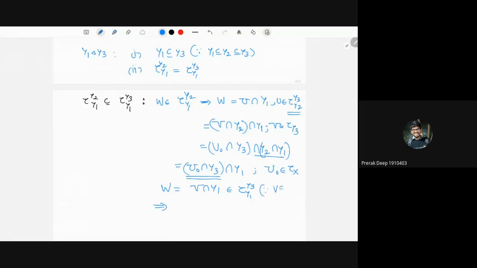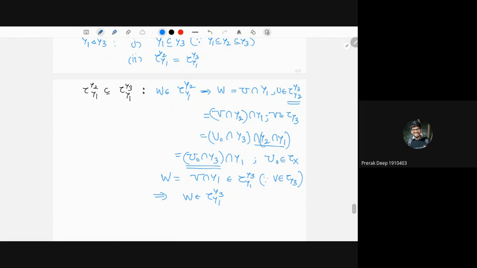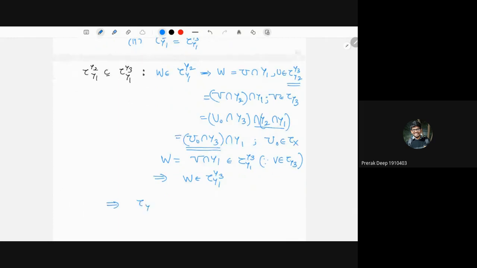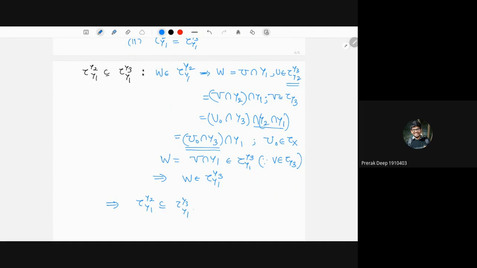Because V is in Y3, right? So this implies that W is in tau_Y1 from Y3, which implies that tau_Y1 from Y2 is contained inside tau_Y1 from Y3. I hope this argument makes sense to you.